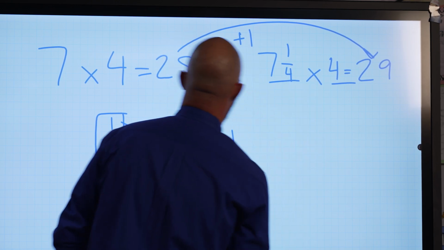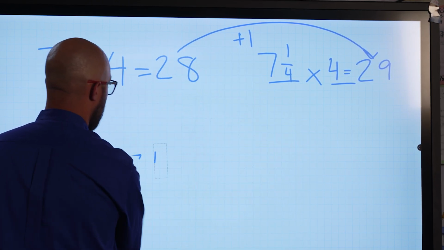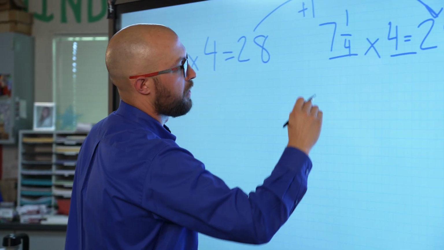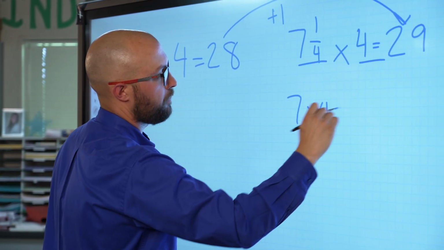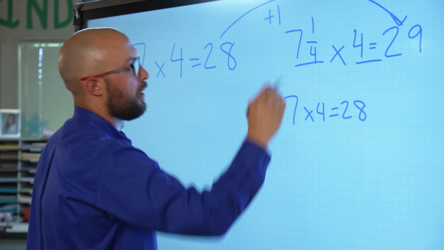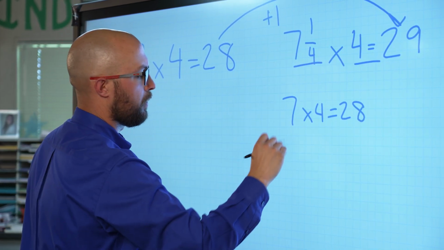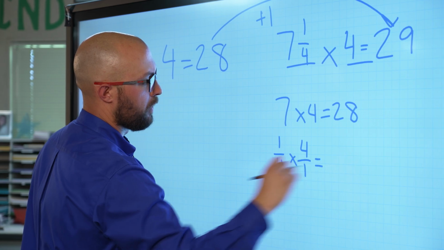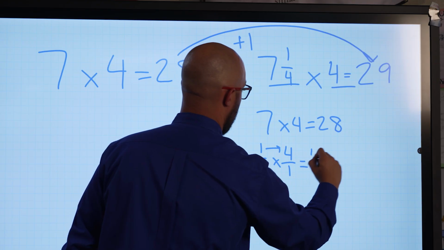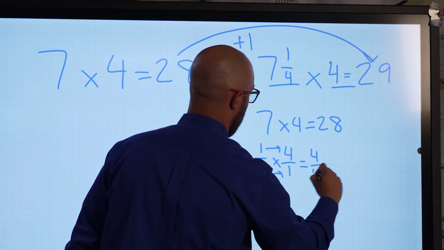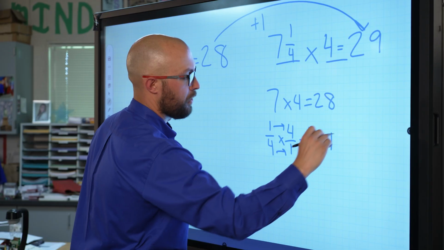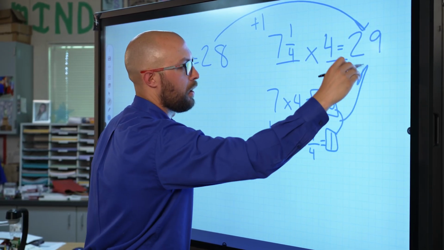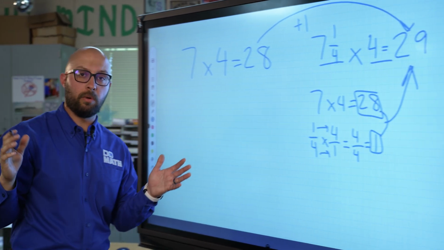And we can check that math really quickly, eliminate our work here, double check our math. So 7 times 4 does give us 28. Now we're going to use the 1/4 times 4. We'll turn 4 into 4 over 1 for multiplication's sake. We get 4 over 4. Simplifies down to 1 whole. We combine 1 and 28. We get 29. Boom, it works.